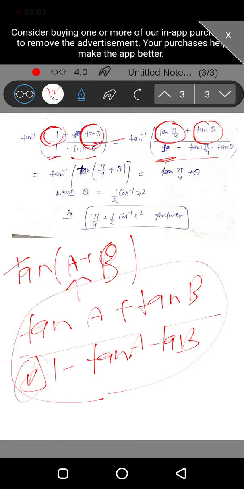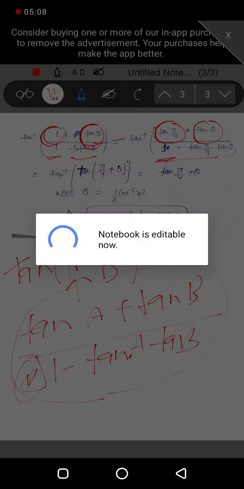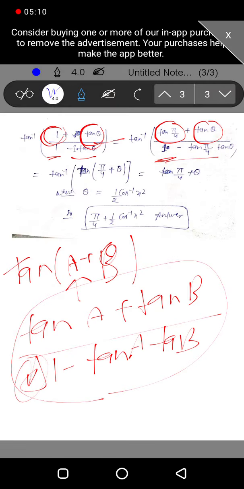So what can we do from here? You can observe from here. Okay, so now let's continue from here.